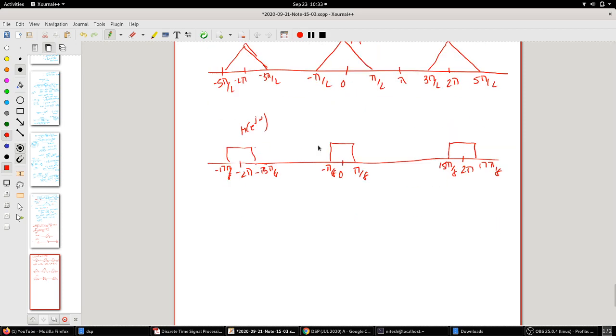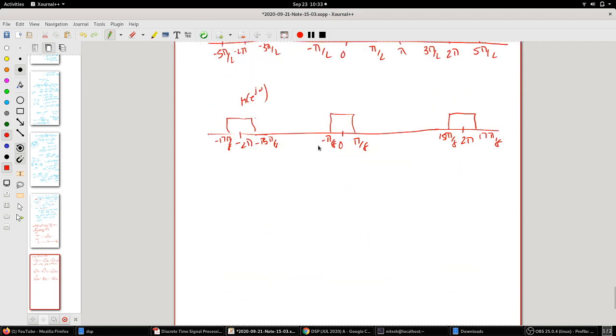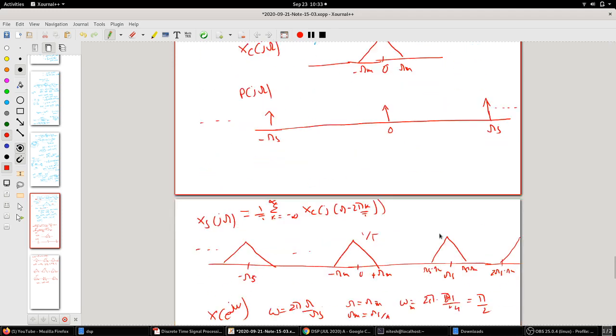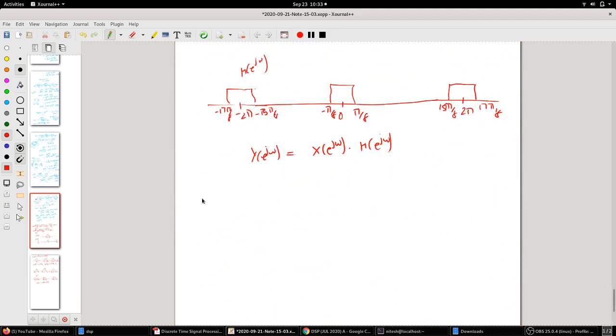So when you pass through this x of e raised to j omega, you know that y of e raised to j omega is x of e raised to j omega into h of e raised to j omega, since this is a discrete time system. Here it is LTI. So x of n and y of n are related by convolution, and in the frequency domain it's a multiplication operation. So your y of e raised to j omega here will be x of e raised to j omega into h of e raised to j omega.